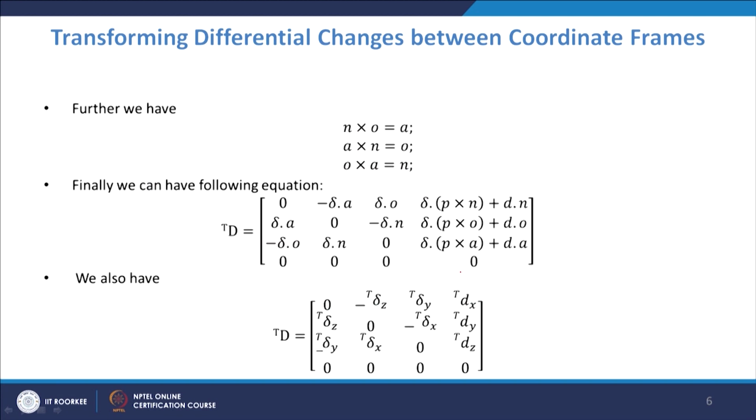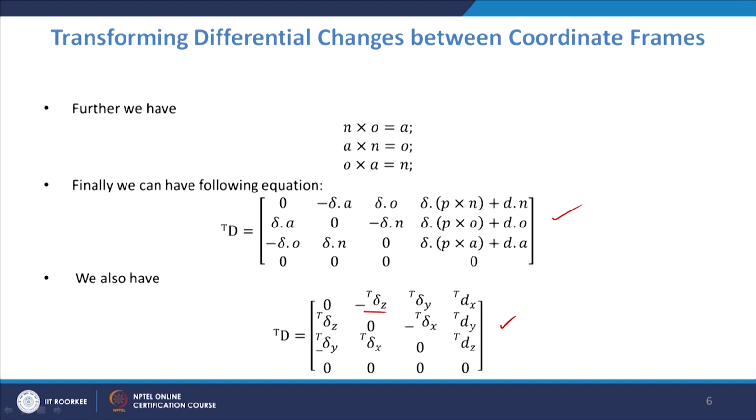So, what we ultimately obtain is that D superscript T is given by this matrix: 0, minus del dot a, del dot o, del dot P cross n plus d dot n, etc. So, it is a very straightforward, simple formula relating D superscript T and the D matrix. So, ultimately, if you observe here, the notation for D superscript T is given by this one.